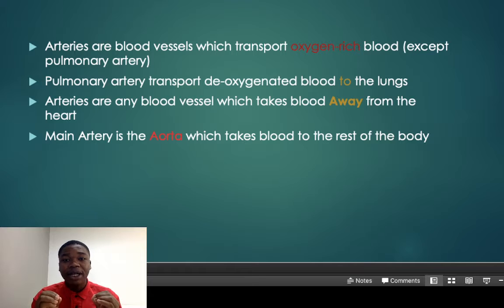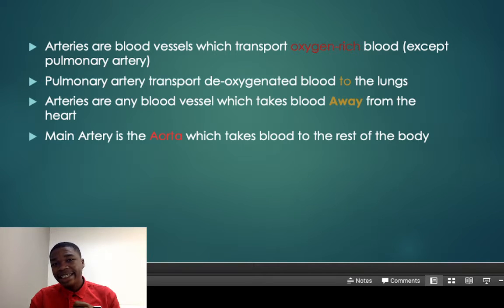I want you to listen very carefully, with an exception of the pulmonary artery, because the pulmonary artery is the only artery in a human heart or a mammalian heart which transports deoxygenated blood from the heart to the lungs. As the word emphasizes itself, pulmonary simply means anything to do with lungs, right? So anything which has to do with lungs is pulmonary.